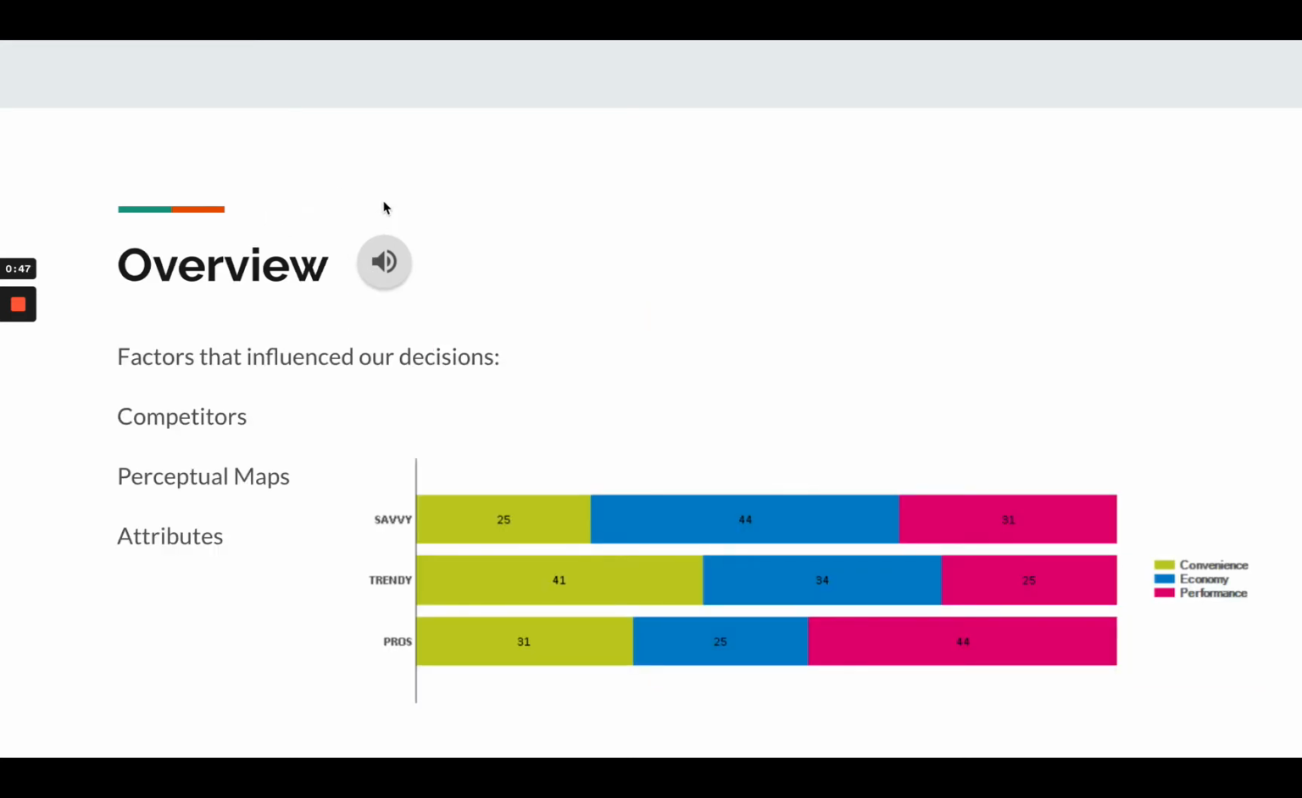There were a number of factors that influenced our decisions. Our competitors were used for reference when deciding on prices and attributes. Perceptual maps illustrated change in consumer behavior. The weight of the attributes were changed accordingly.